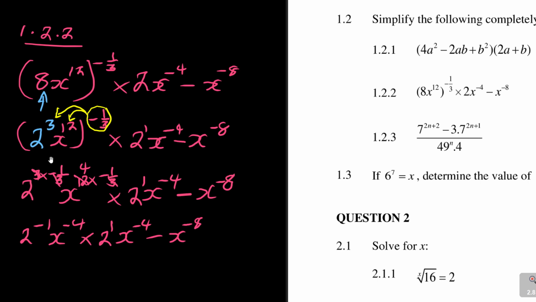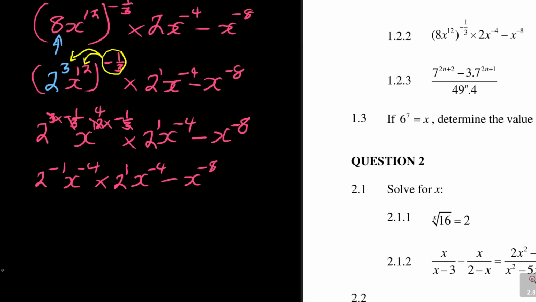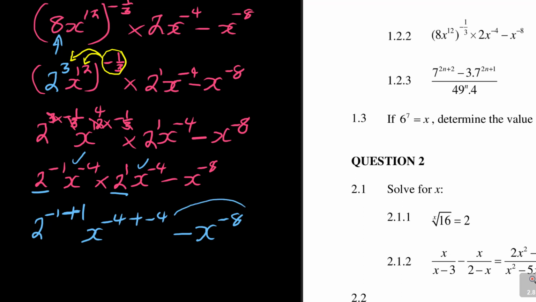You see that? Then when you simplify it further, now you're using the first rule. When the bases are the same, you add the exponent. So here, look at that 2. I can say 2 to the power minus 1 plus 1. See, I'm adding because 2 is the base, and then again I've got x. Now it's minus 4. See that one? I've got that, and then I've got that. It's all multiplying. Minus 4 plus minus 4, then it's minus x to the power negative 8. I cannot apply the law here because it's just on minus, it's not multiplying.